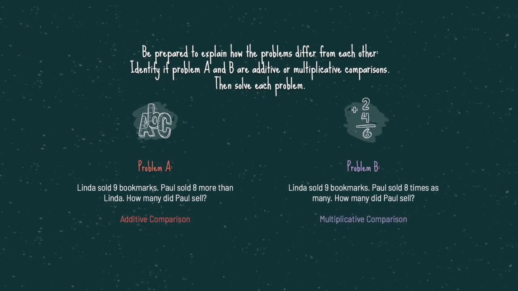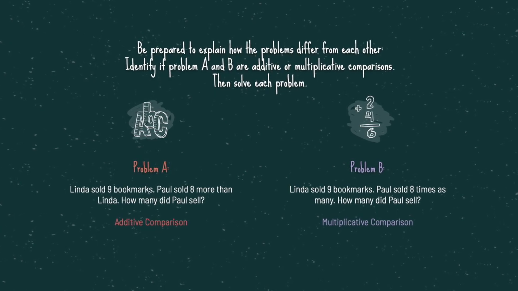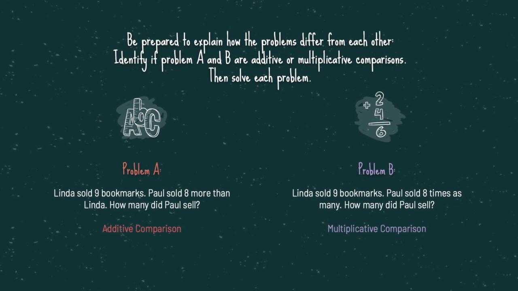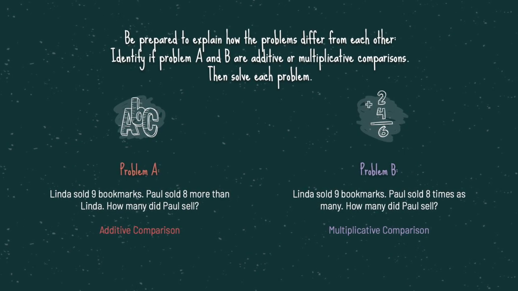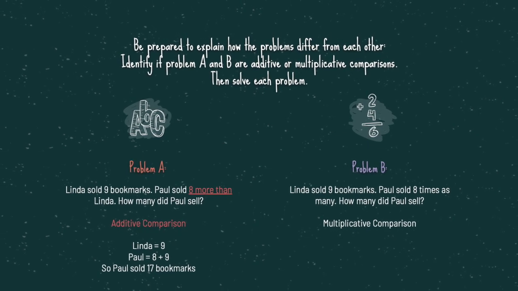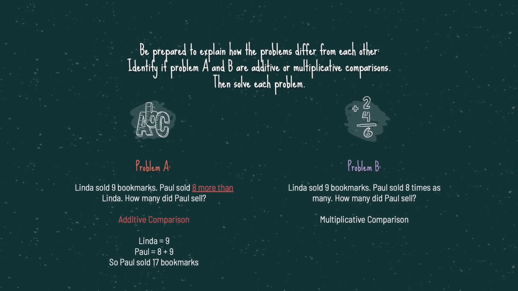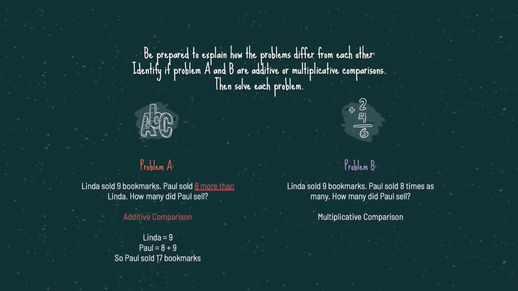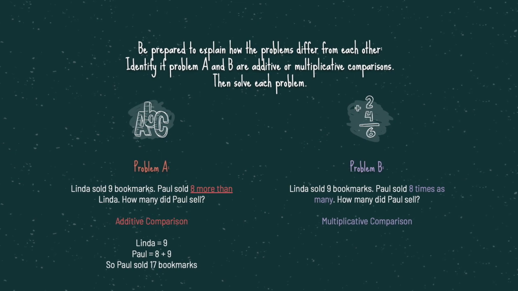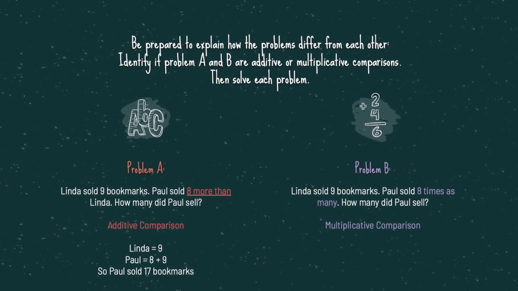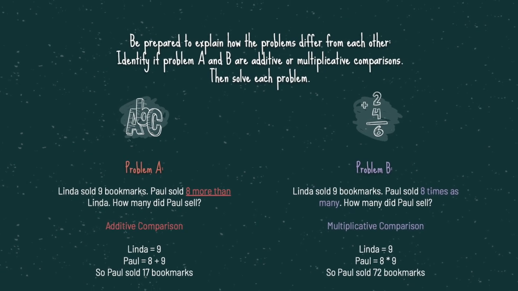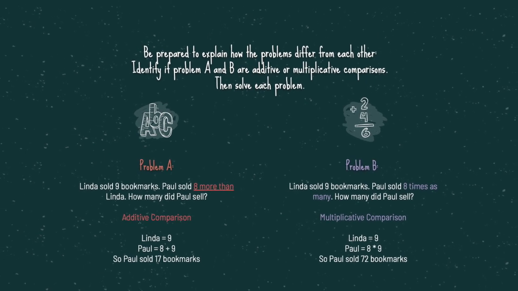Problem A is an example of additive comparison. Problem B is an example of multiplicative comparison. Problem A states 8 more than. More than tells me I need to add. Problem B states 8 times as many. Times as many tells me I need to multiply.